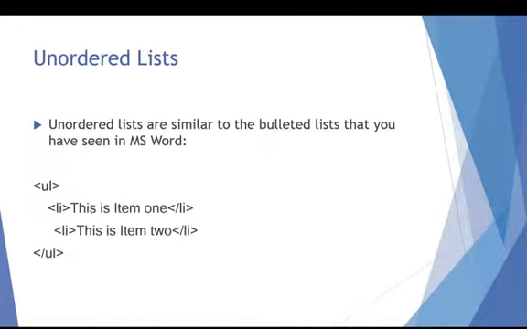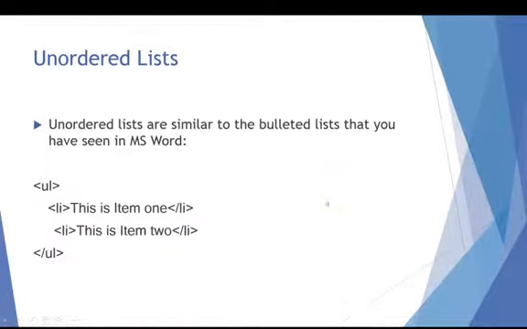An unordered list is the first kind of list. This is basically a bulleted list like you see in Microsoft Word. So the list consists of an opening tag, which is UL for Unordered List, and a closing tag. And then within the list we have a series of list items, and those are done with the LI element, the LI tag. So here we have a list with two items.